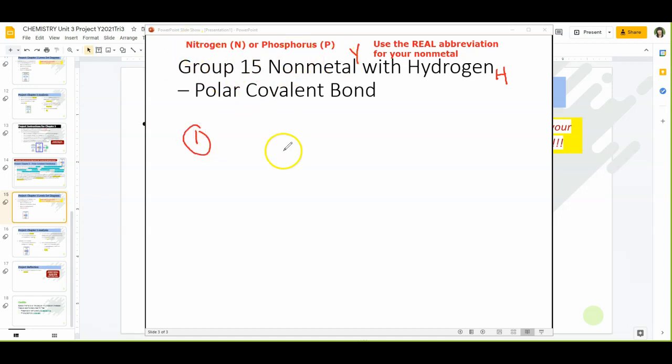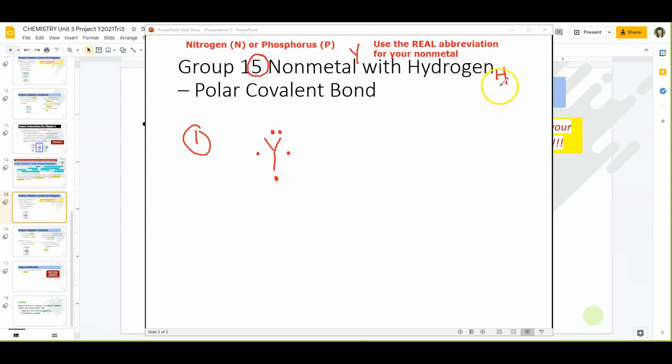So taking a look here, nitrogen should be our nonmetal, drawn here. All right, again, yours instead of Y should either be N for nitrogen or P for phosphorus if you chose a group 15 nonmetal. Taking a look here, we are in group 15, so taking a look at the last digit of that, that tells me that this has 5 valence or outermost electrons. So 1, 2, 3, 4, and 5.